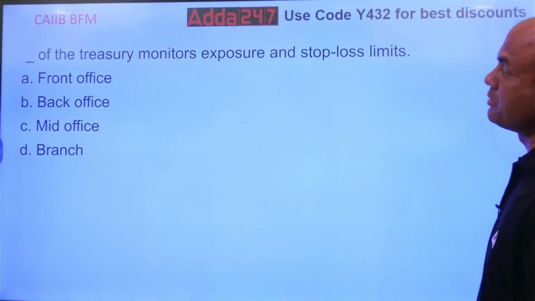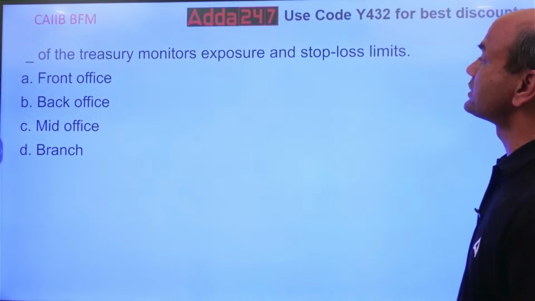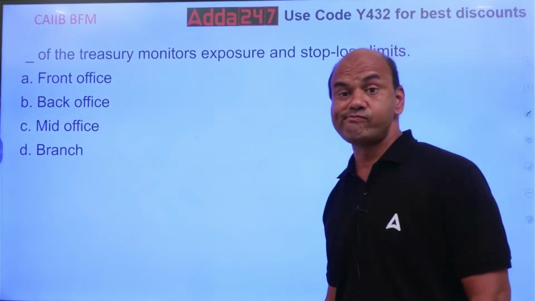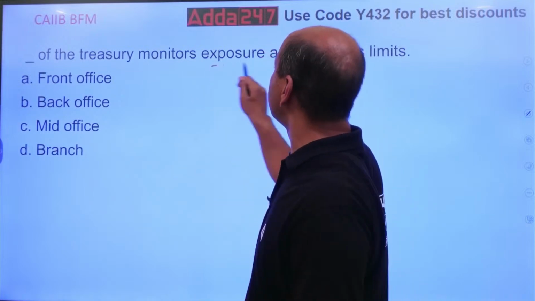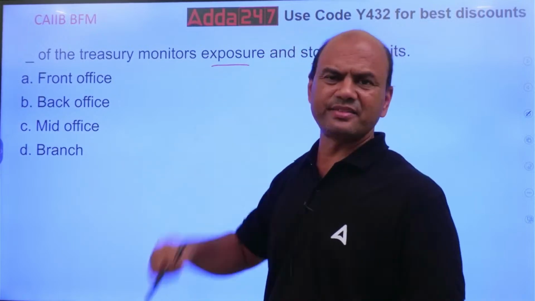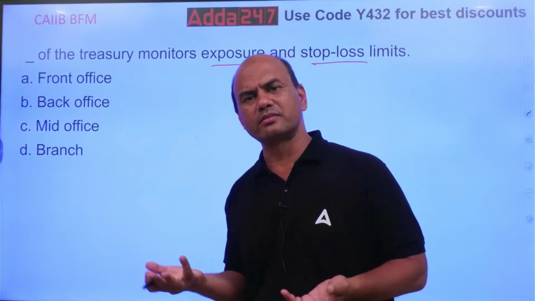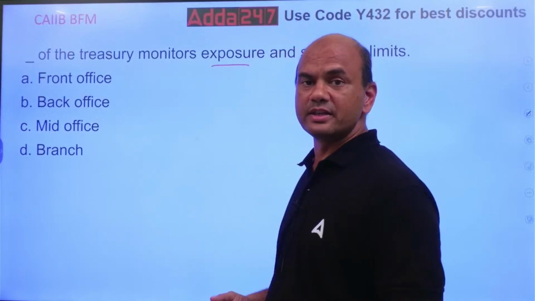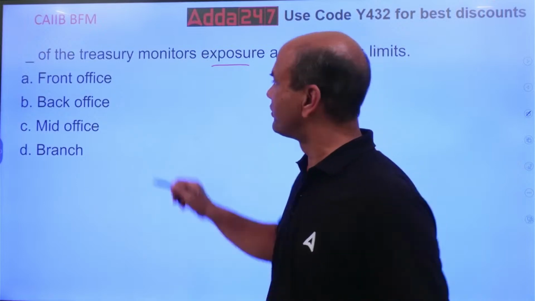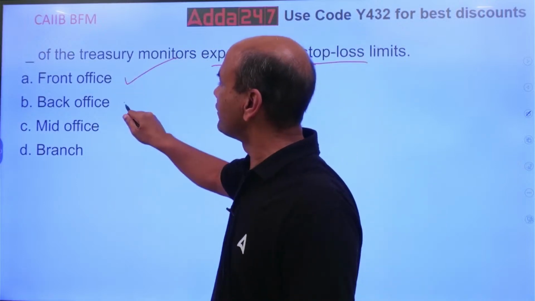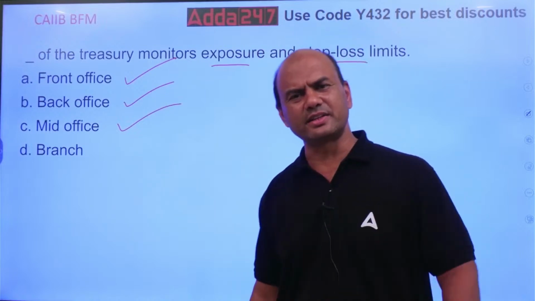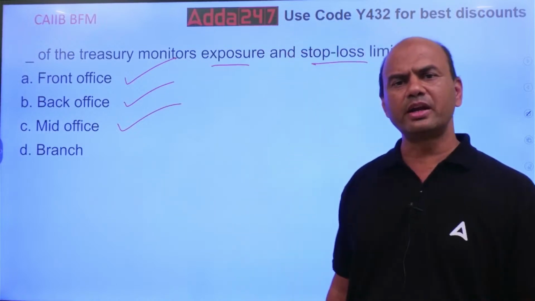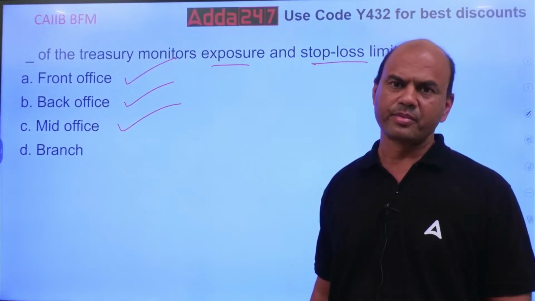Dash of Treasury monitors exposure and stop loss limits. Who will look at this? Firstly, what are the offices in Treasury? In Treasury, there are 3 offices: front office, back office, mid office. These are the 3 offices in any Treasury. Front, mid and back.